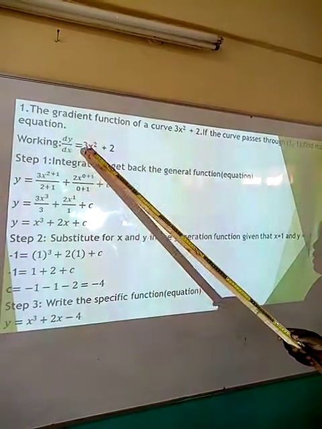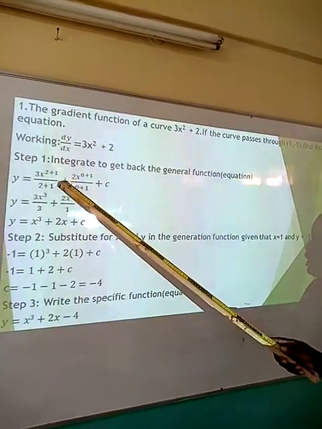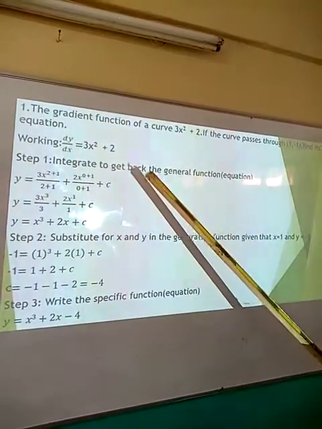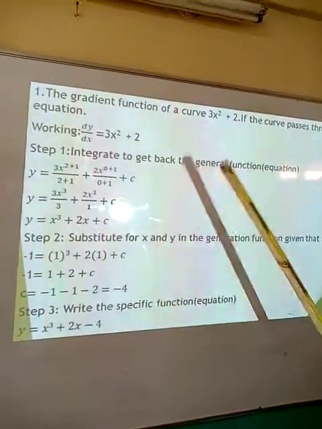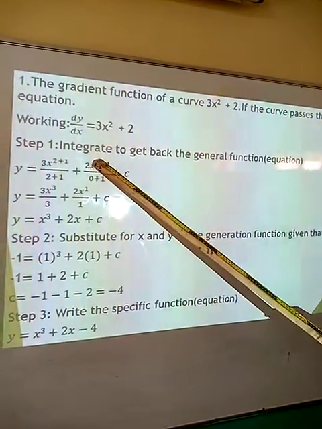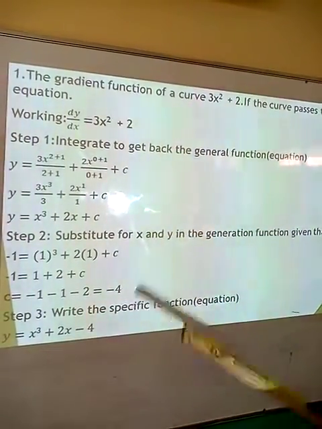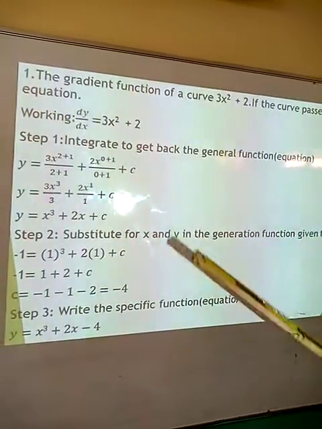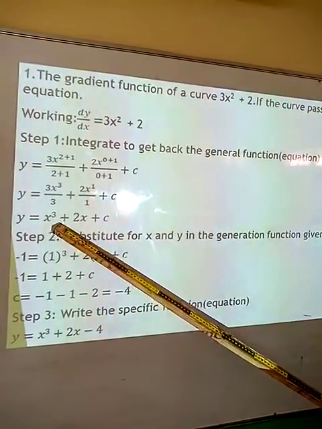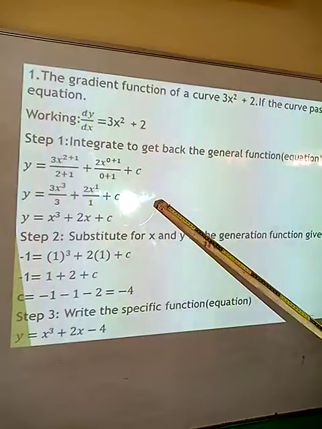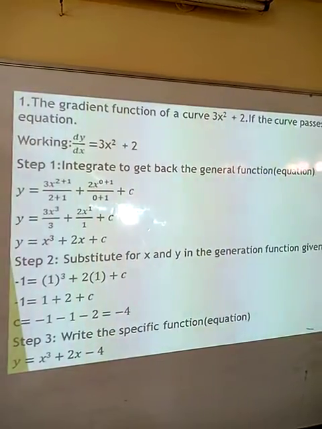So the first term is 3x squared. We shall add 1 to 2, and then we divide by 2 plus 1. The second term is 2, meaning that x is raised to power 0. That is why the x is silent. So we add 1 to 0, so we have 0 plus 1. Then we divide by 0 plus 1, plus a constant. We simplify in the next step. And finally, the last step, we have a simplified function, but a general function because the value of c still remains undetermined.